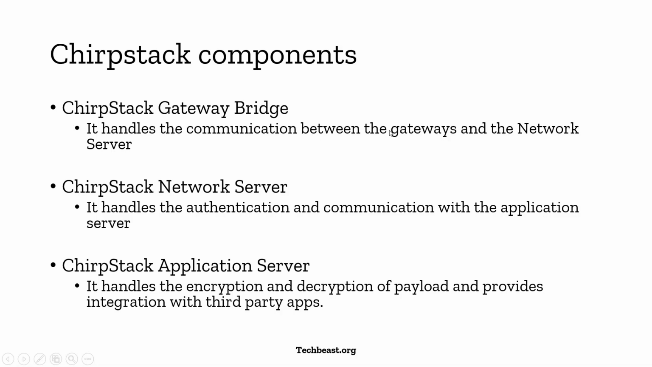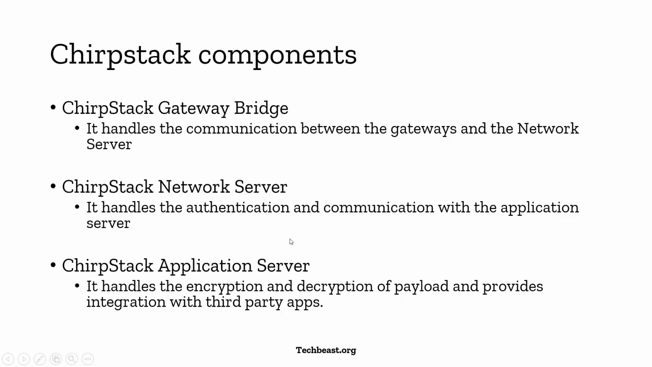Basically, the gateway will send all the LoRa packets to the gateway bridge, and the gateway bridge will send all the received packets to the network server. You can install this bridge either in your gateway, or in the cloud, or separately on-prem. The second one is the network server, which handles the authentication and communication with the application server. The third one is the Chirpstack application server. This mainly handles the encryption and decryption of the payload and provides integration with third-party apps, as I said before.